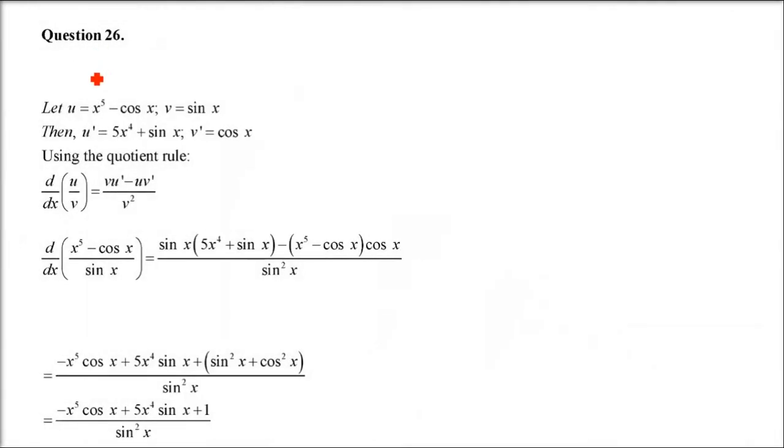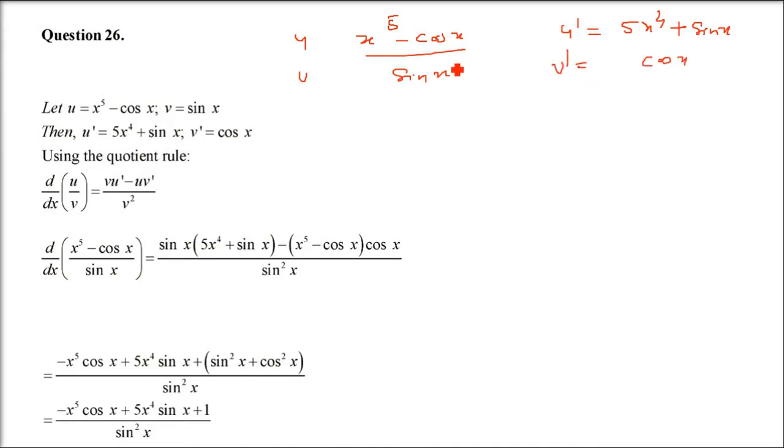This is question number 26. So the function here is in u by v form. We have (x⁵ minus cos x) divided by sin x. So we are applying this u dash, v dash. u dash is 5x raised to 5 minus 1, that is 4. Cos x derivative is minus sin x, so just make it a plus sin x. And the derivative of sin x will be cos x.